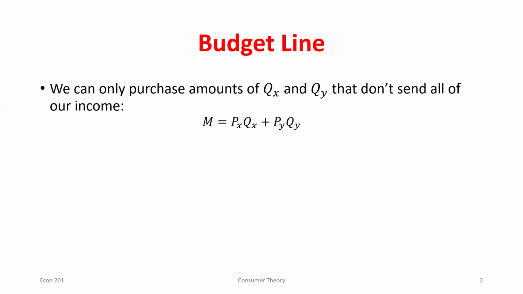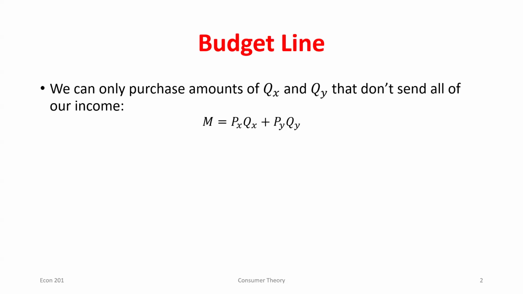Well, however I'm spending all of my money, then however many units of X I'm buying times the price of X, that would represent the total amount of money I'm spending on X. And if I add to that the quantity of Y I'm buying times the price of Y, that's the total amount of money I'm spending on this Y good. If I add those together, if we're spending all of our money, that's how much we could spend. Now I can buy different combinations of X and Y, and they might still add up to the same income.